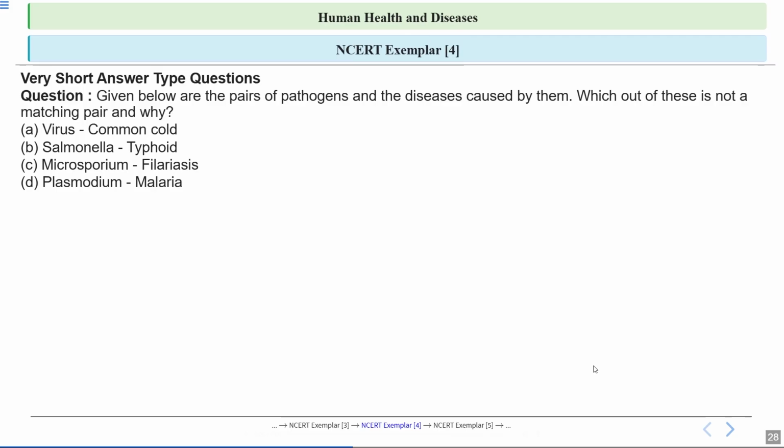Next question: given below are the pairs of pathogens and the disease caused by them. Which out of these is not a matching pair and why? So you have 4 options. First one is virus and common cold. Second is Salmonella and typhoid. Third is Microsporum and filariasis, and the fourth one is Plasmodium and malaria. So what will be the correct answer?